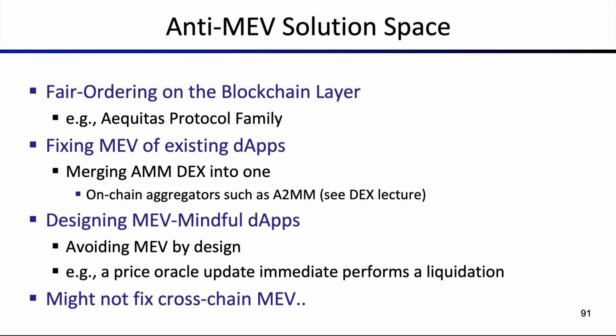But the entire story certainly gets more complicated with cross-chain MEV. We are effectively already living in a reality with multiple chains, where cross-chain MEV can already be observed, and certainly this is even more challenging to fix. Even a fair ordering on one blockchain layer might not help fix cross-chain MEV opportunities.